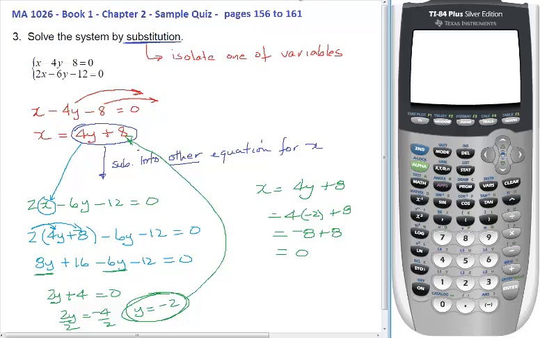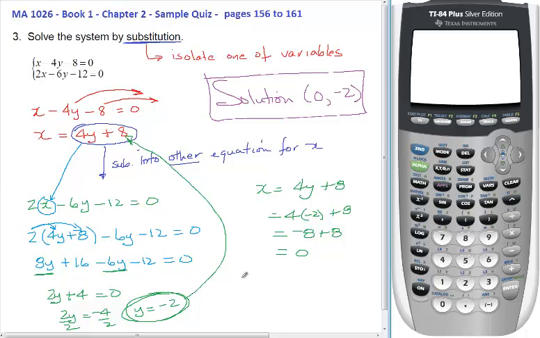So according to what I have, the solution right now is 0, x first, then y. How can I verify that this is true? You verify by checking it. How do you check it? You take each one and substitute it back into the original equation. So here's the first original equation. I'm putting x in as 0. So 0 minus 4 times negative 2 minus 8 should equal 0.